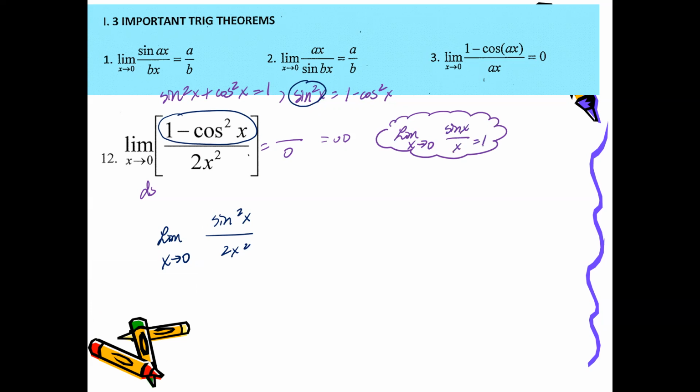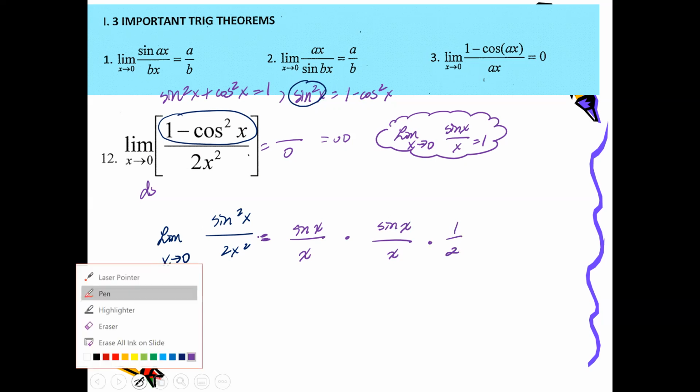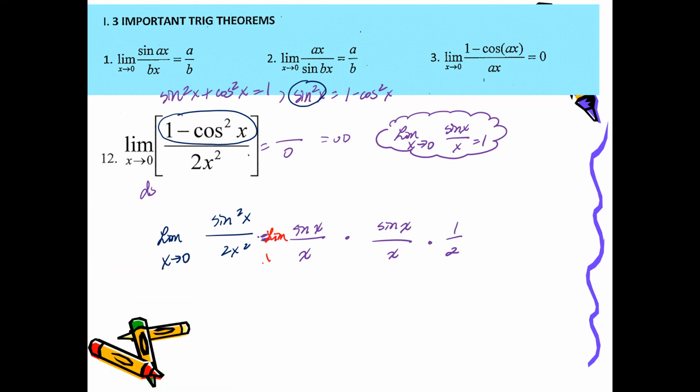So then what that means is I need to go ahead and split this fraction into 2. So I have sine x over x times sine x over x times 1 over 2. So excuse me, 3 fractions. So that when I go and apply the limit as x approaches 0, my first fraction becomes a 1. When I apply the limit to the second fraction, my limit becomes 1. And then all I'm left with is just 1 over 2. And that is my answer.